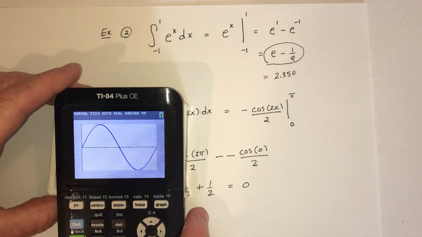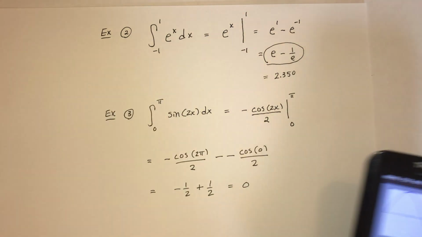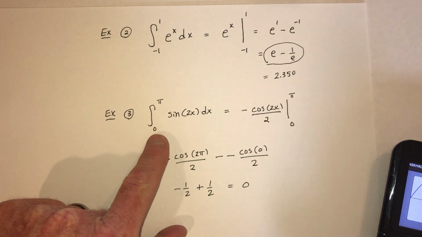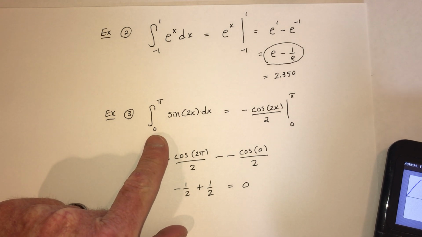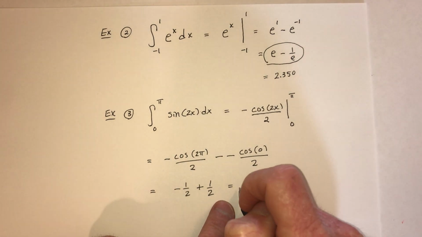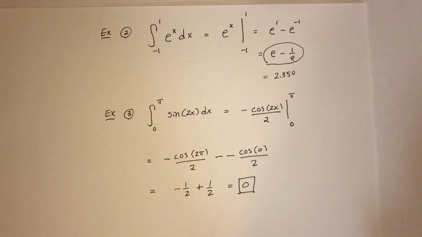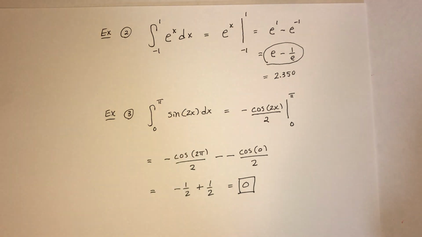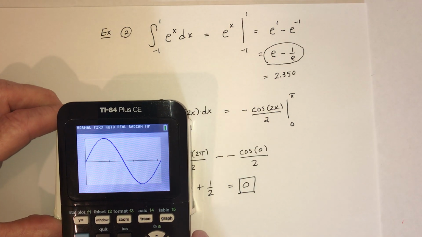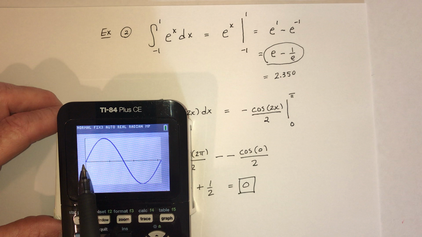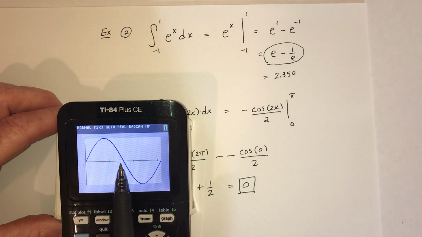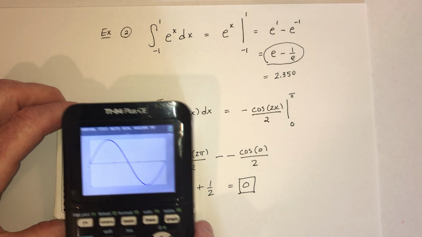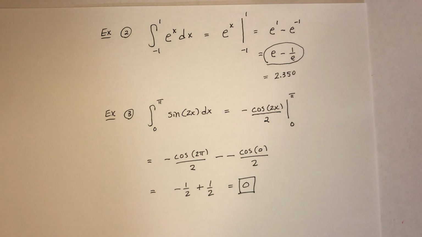So we get 0. Now, the question just said integrate from 0 to pi, and whatever you get, that's the answer. If the question said find the area between sine of x and the x-axis, then what we'd do is integrate from here to pi over 2, find out what that area is, and then double the answer. But this one just said integrate, so we get 0.